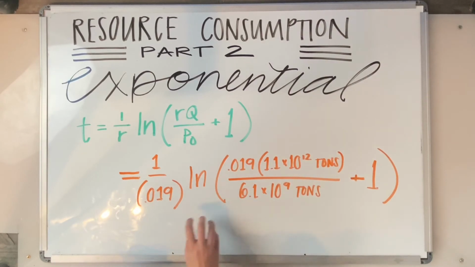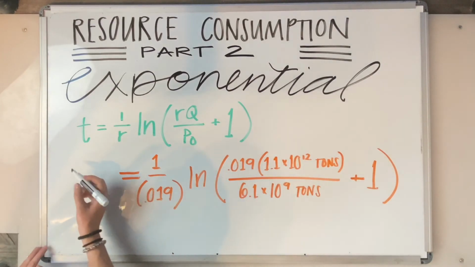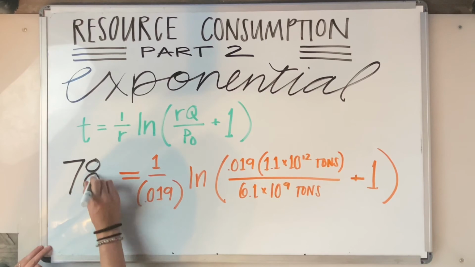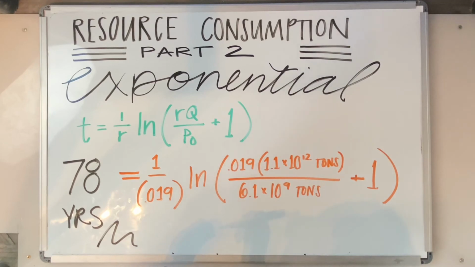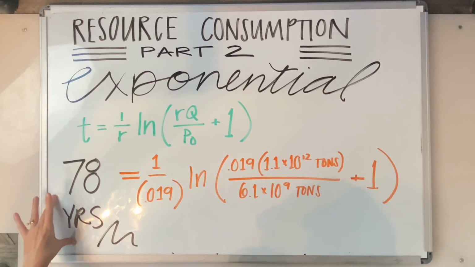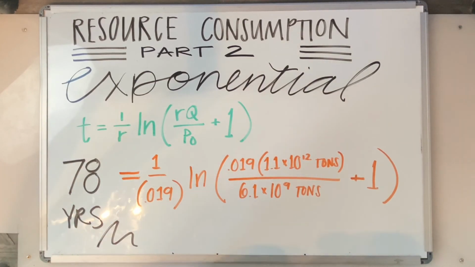So the time it would take for our coal reserves to be all used up if production continued increasing at 1.9% per year is actually 78 years. Wowza. That's kind of scary. And it just shows that simply dividing your resource by your production is not really that accurate. And to be honest, this number isn't even that accurate. And we'll get into more accurate models and methods of calculating these things in future videos. But this is really eye-opening.